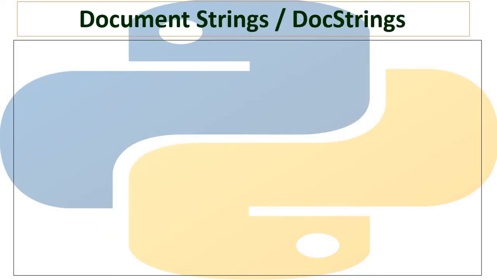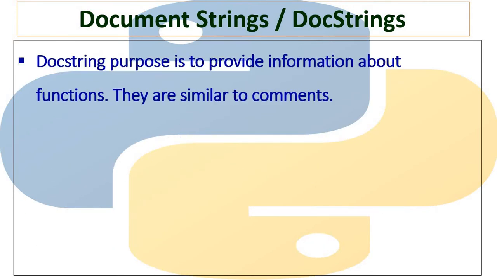Now another thing that we can do with a function is adding a document string or a DocString. The purpose of a document string, or DocString, is to provide information about the function. See, this is not an executable part of the function. Rather, it is going to provide some information about the working of a function.